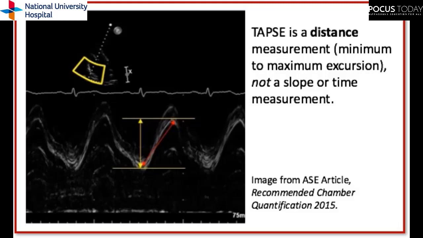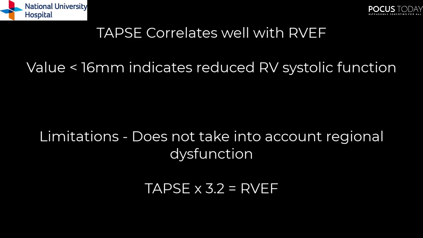TAPSE measurement is easy to perform and it is reproducible. It correlates well with other measures of RV ejection fraction. In general, a value of less than 16 mm indicates abnormal TAPSE. Limitations of TAPSE include lack of consideration for regional RV dysfunction such as septal wall dysfunction. TAPSE also only looks at the longitudinal contraction of the RV. TAPSE multiplied by 3.2 gives an estimate of RV ejection fraction.